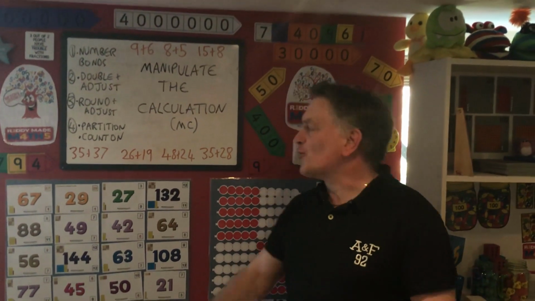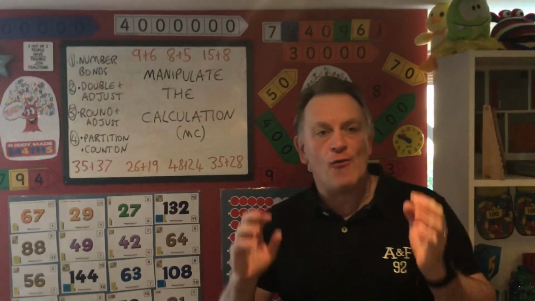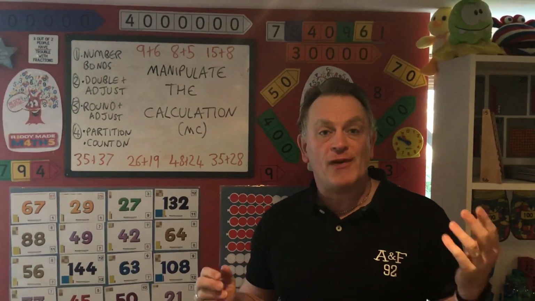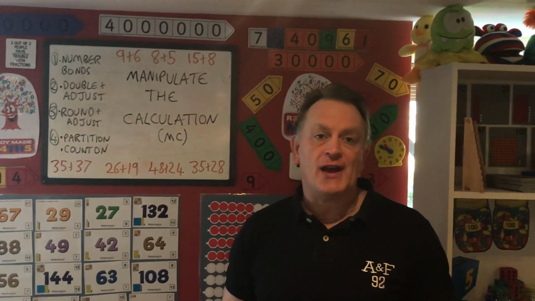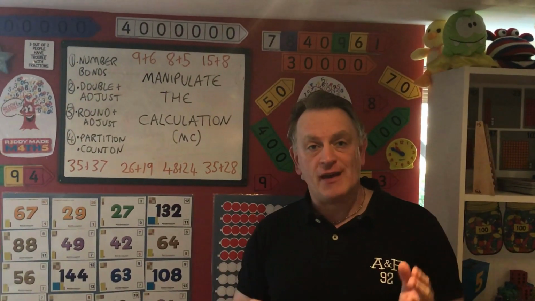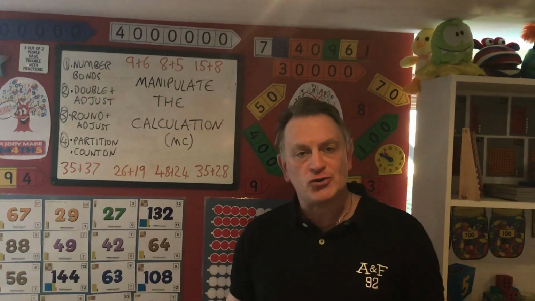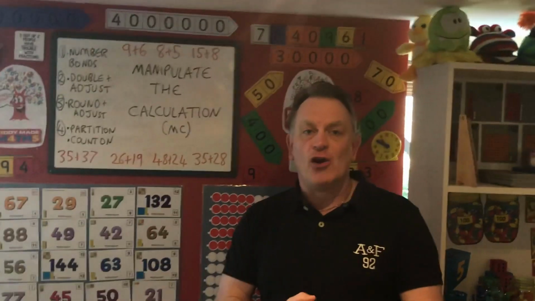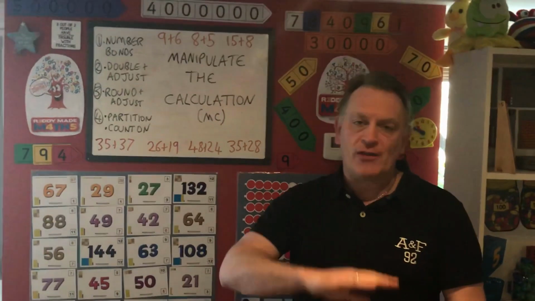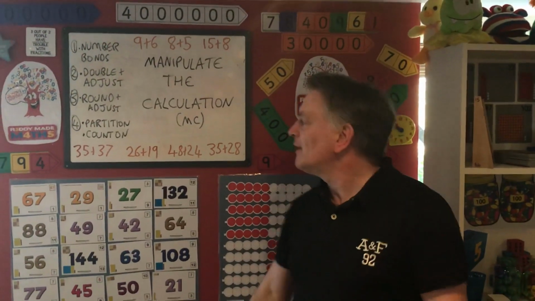Day 3, we looked at one of the most important strategies, round and adjust. Where you see a number, for example, 19, and you've got to add 19 to any number, we add 20 and subtract 1. Saves so much time. When the numbers get bigger, 197 for example, we add 200 and subtract 3.